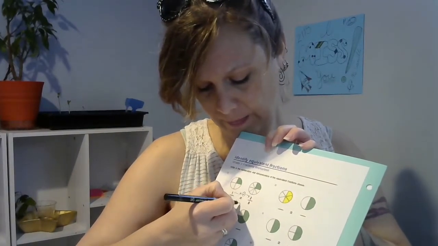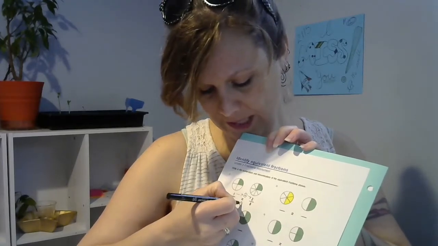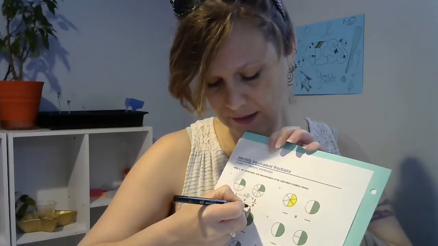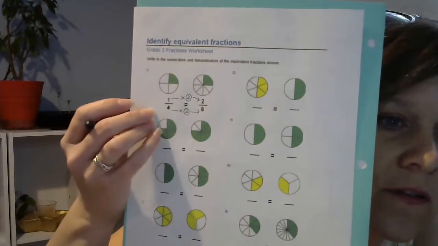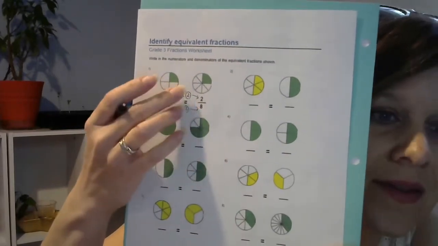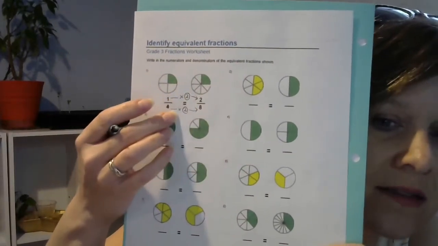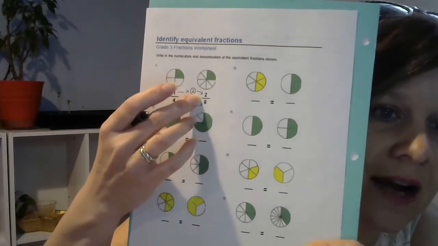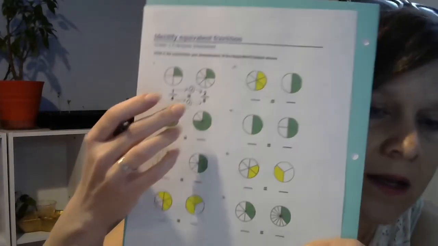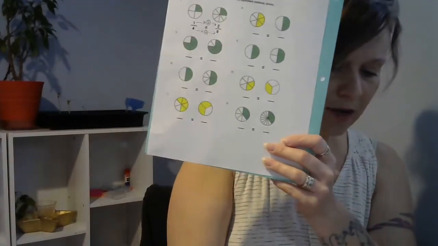Okay? 4 times 2, let me test it. Does that equal 8? Yes. So 1 times 2 is 2. 4 times 2 is 8. I can do the same thing to the numerator and the denominator, and I will get an equivalent fraction. Okay? Let's just check one.